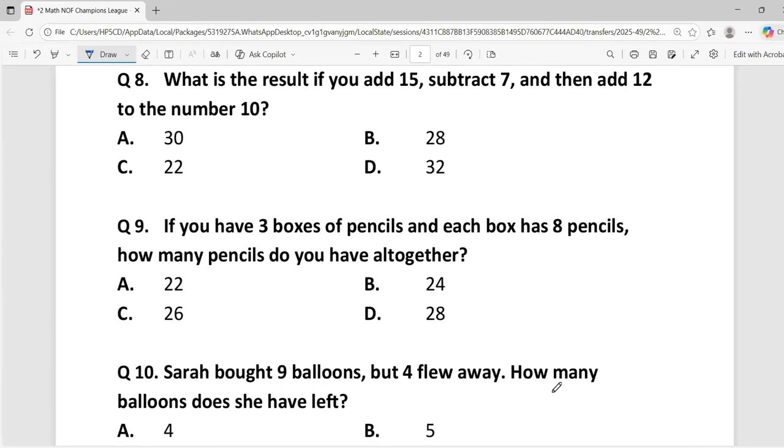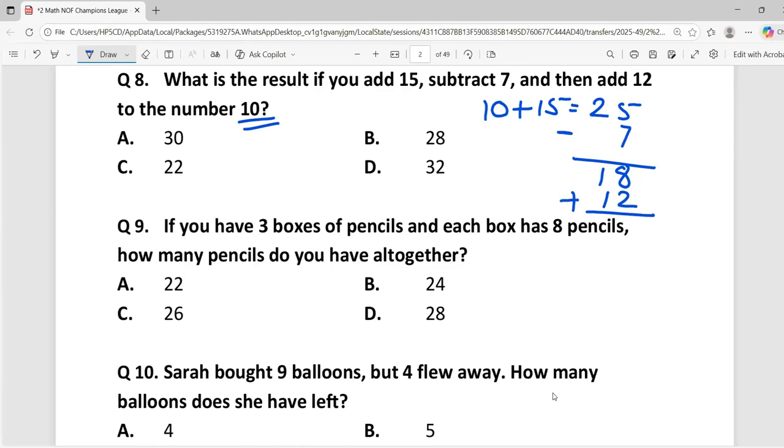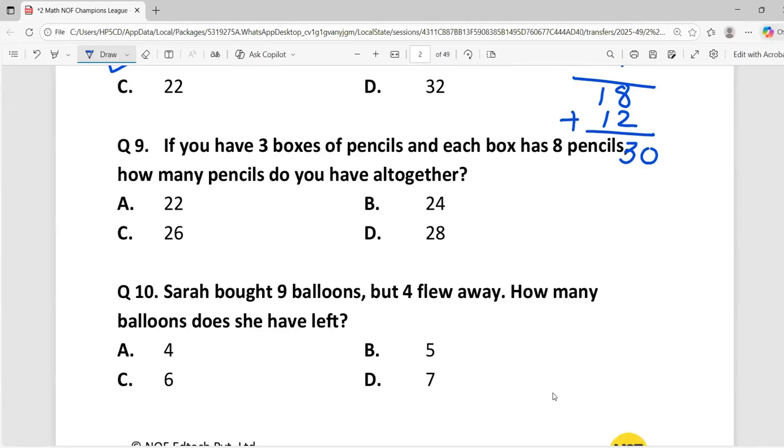What is the result if you add 15, subtract 7 and then add 12 to the number 10? So we have to add 15 to 10, that will be 25. Then we have to subtract 7 from this number, that will be 18. And then we have to add 12 to it. So it will be 30. So our answer 30 is option A, which is correct for question number 8.